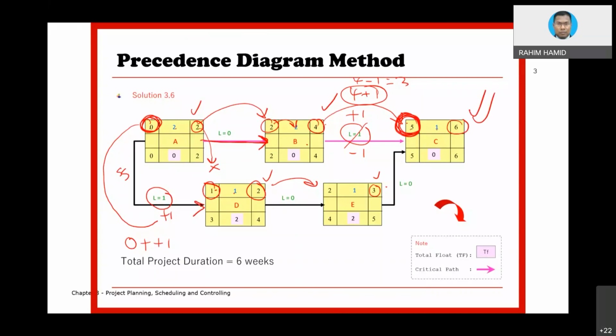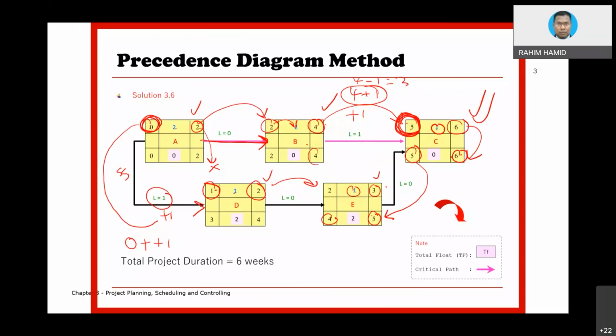Then we copy back 6. 6 minus 1 here equivalent to 5. And then, okay, we need to transfer back. So 5 will be transferred into this box. And then we can subtract within the box. 5 minus 1 equivalent to 4. Okay, fine. But how about here?